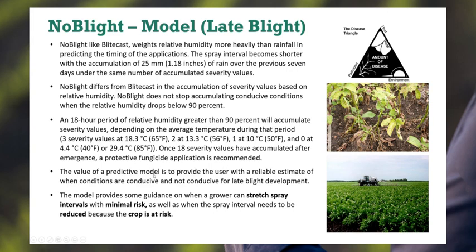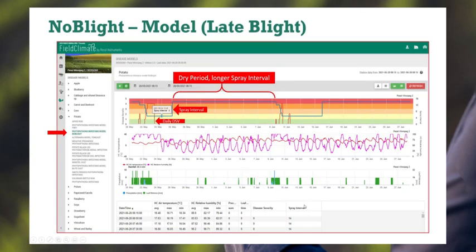fungicide application is recommended. The value of the predictive model is to provide the users a reliable estimate of when the conditions are conducive and not conducive for the development of late blight. So the model provides some guidance on when a grower can stretch the spray interval with minimal risk, as well as when the spray interval needs to be reduced or tightened up because the crop is at risk. So we'll see that here.